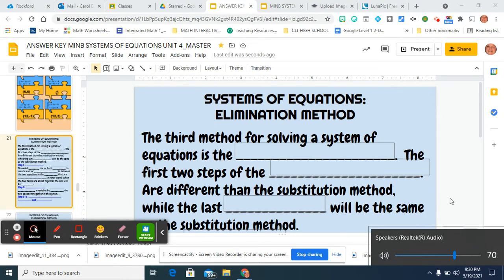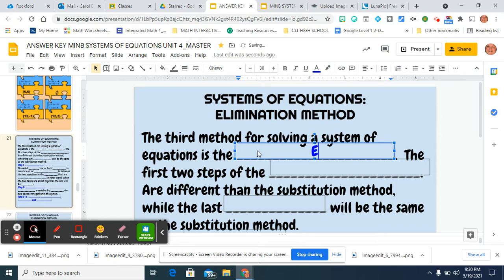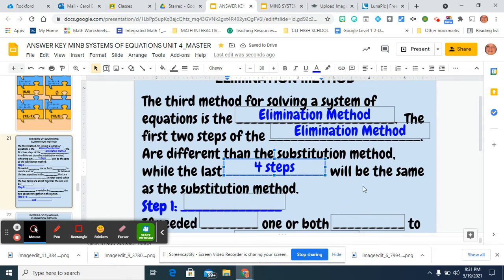Okay, so let's talk about the third method for solving equations. It's called the elimination method. So the third method for solving a system of equations is called the elimination method. The first two steps of the elimination method are different than the substitution method, while the last 4 steps will be the same as the substitution method.